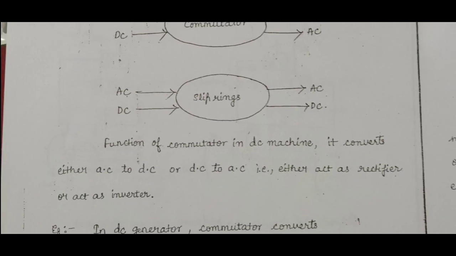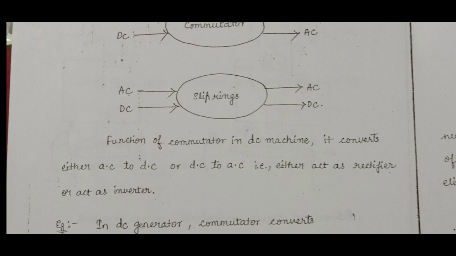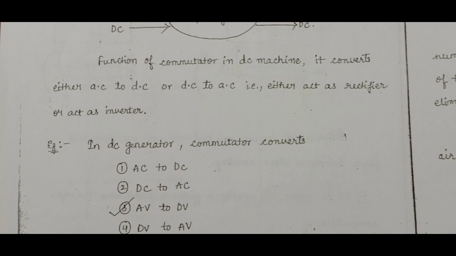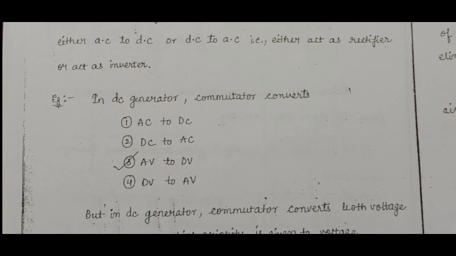Function of the commutator in a DC machine: it converts either AC to DC or DC to AC. That is, it either acts as a rectifier or acts as an inverter. Rectifier when it is a generator, inverter when it is a motor.